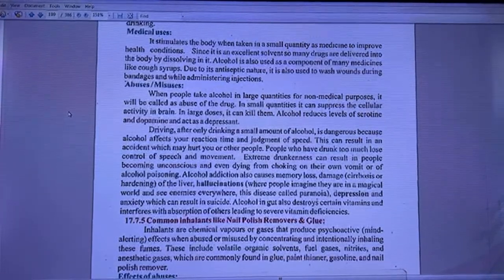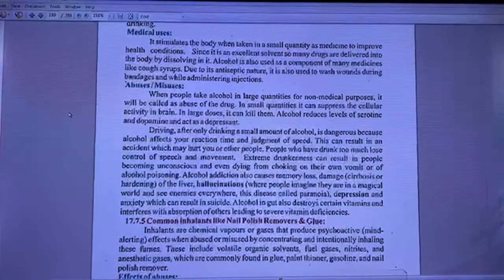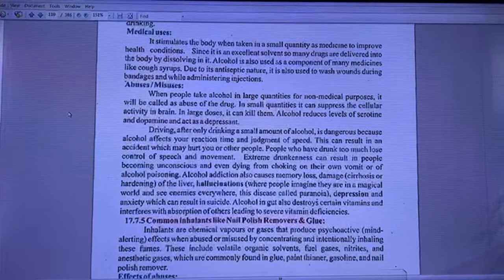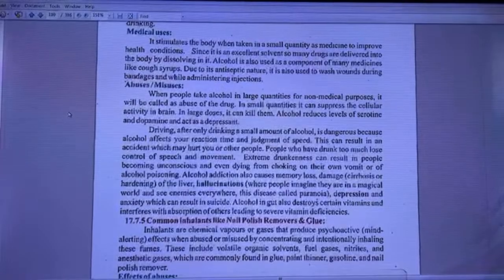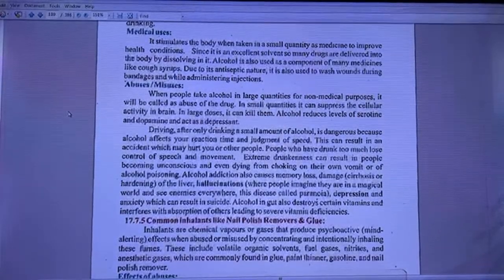Driving after drinking even a small amount of alcohol is dangerous because alcohol affects your reaction time and judgment of speed. This can result in an accident which may hurt you or other people. People who have drunk too much lose control of speech and movement. Extreme drunkenness can result in people becoming unconscious and even dying from choking on their own vomit or of alcohol poisoning. Alcohol addiction also causes memory loss, brain damage, cirrhosis, or hardening of liver.